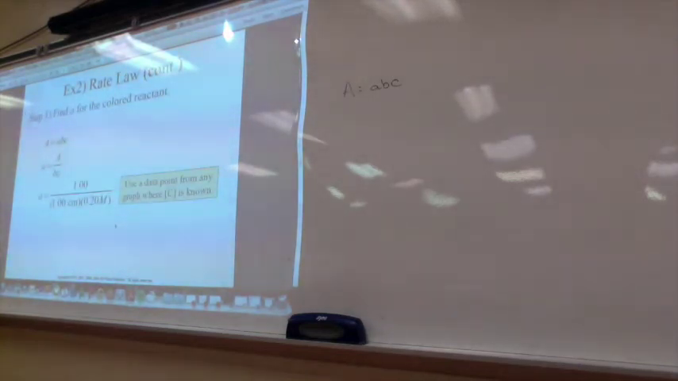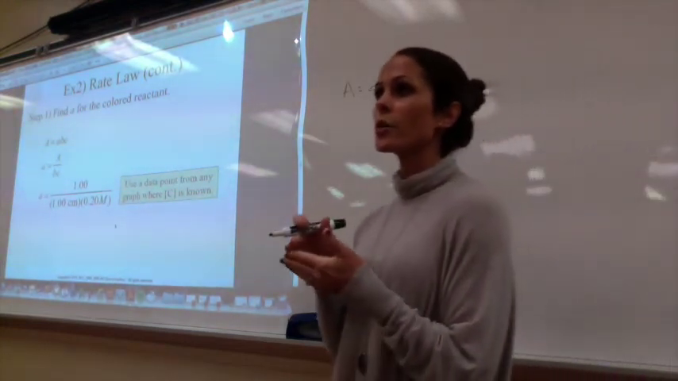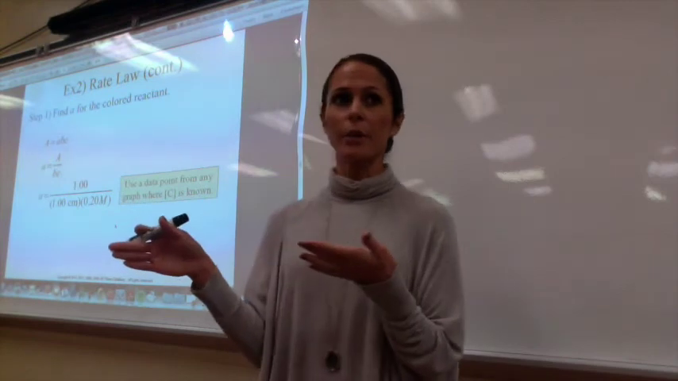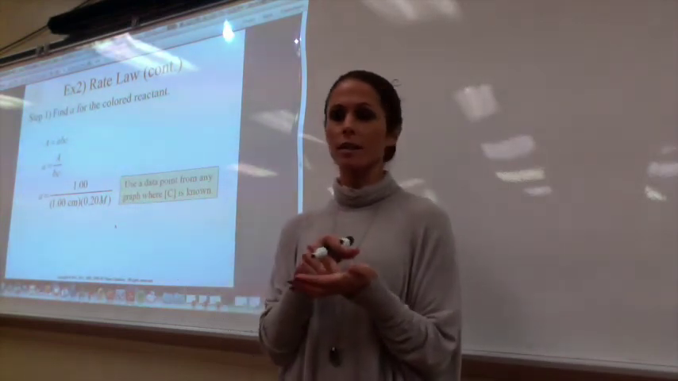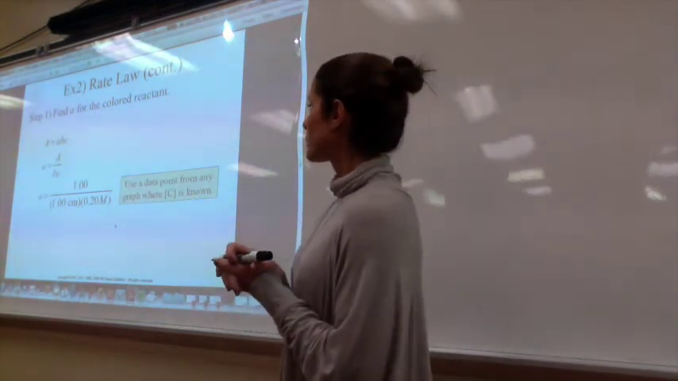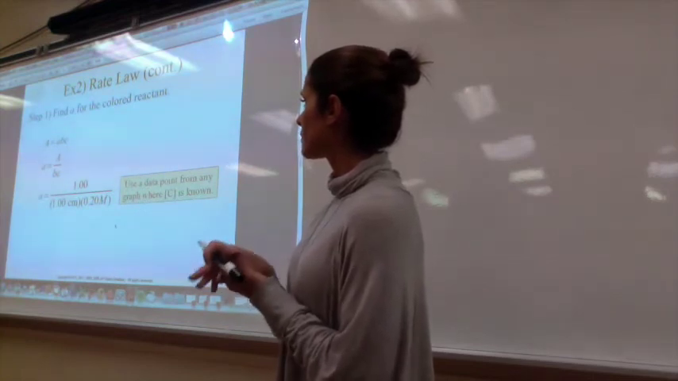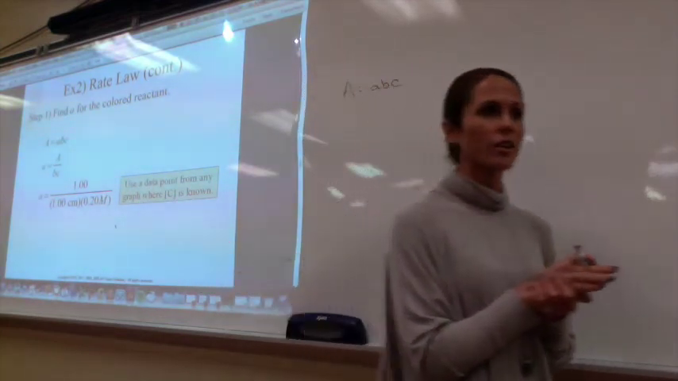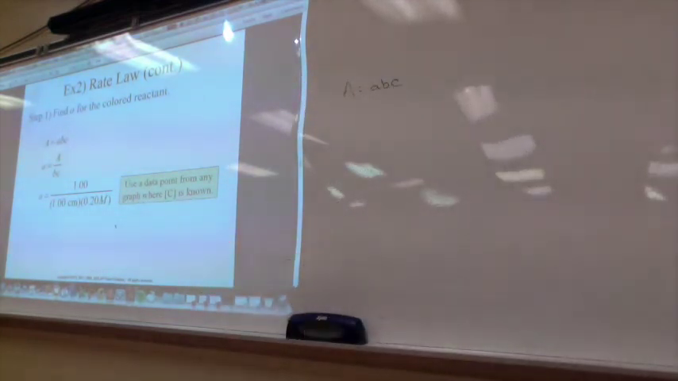So you can use a data point from any graph where C is known, which we know C at the start for all three of them, right? So use your starting C because that data was specific to you. And then look at the absorption, and you calculate at any point that you so choose.